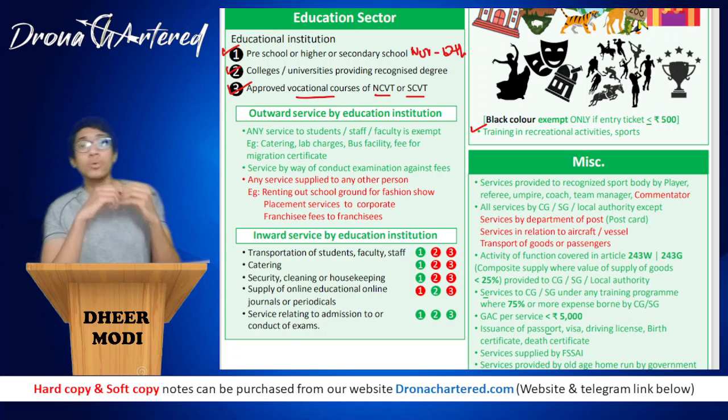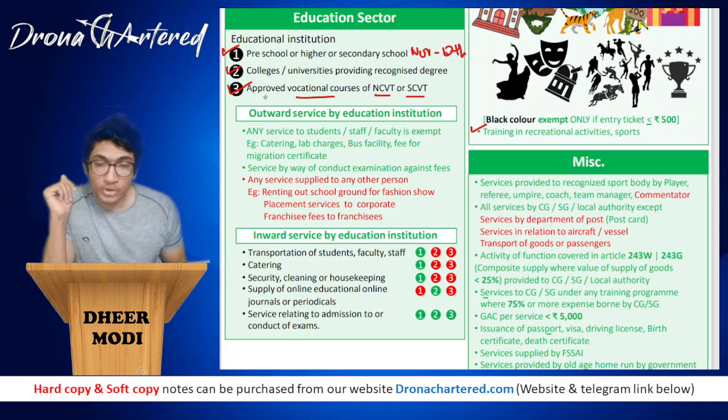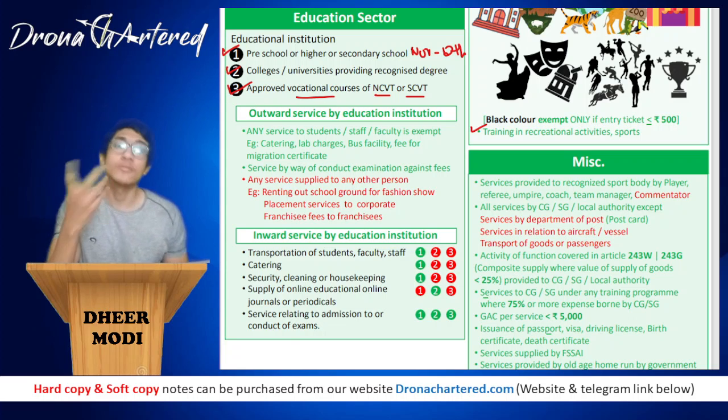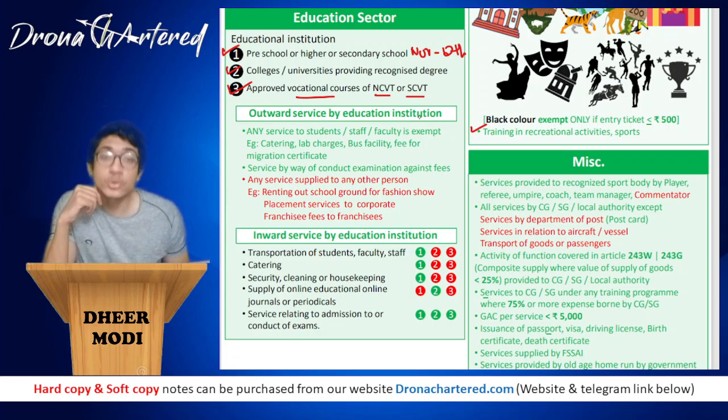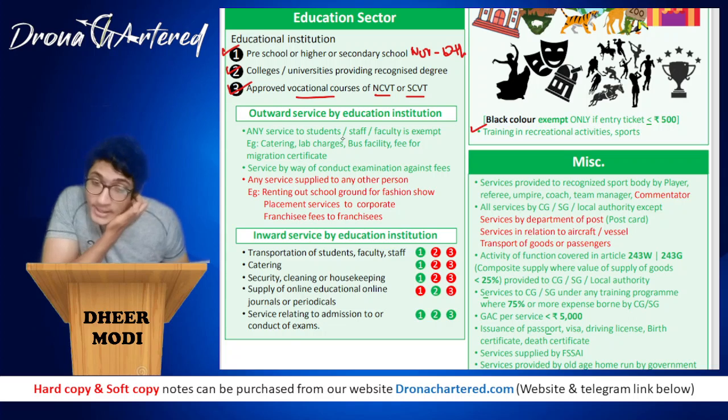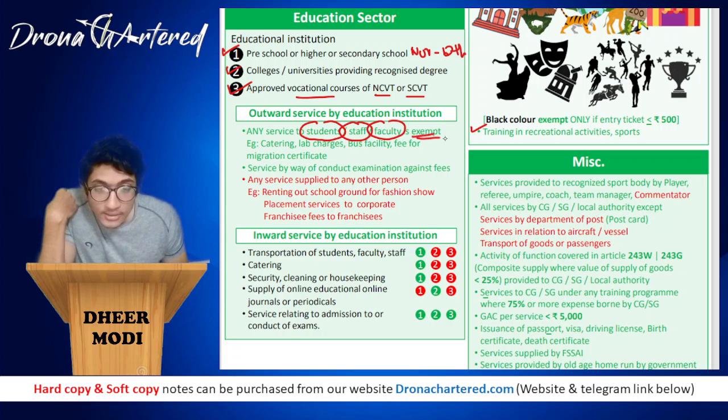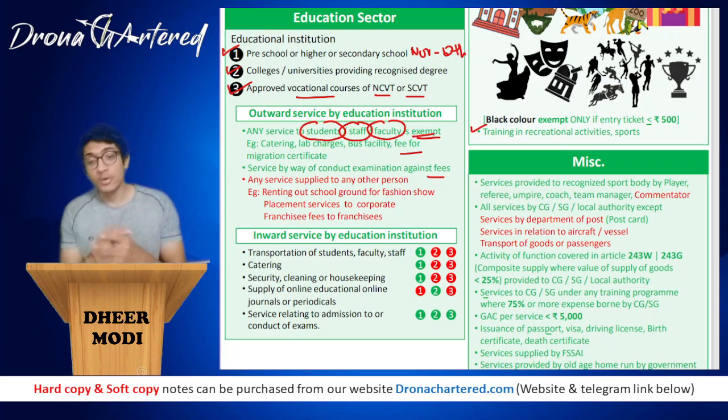So now, how do you remember which is exempt and which is taxable? You have to remember outward service, any outward service by educational institution. When I say educational institution, I mean all three, 1, 2, and 3. So outward service by your education institution will be exempt. Any service to students, staff, faculty is exempt. That is example, catering, any lab charges, any bus facility that you're providing, fee for migration certificate, service by way of conducting examination against fees, all of this will become exempt because outward service is exempt.